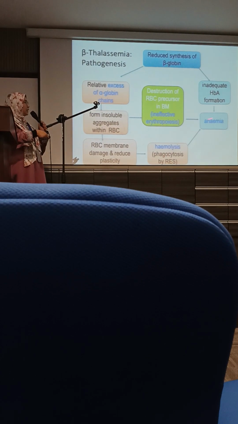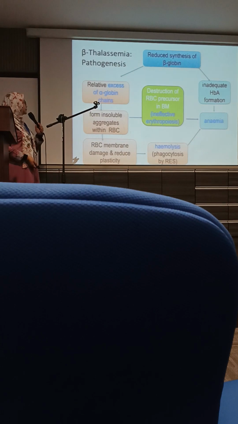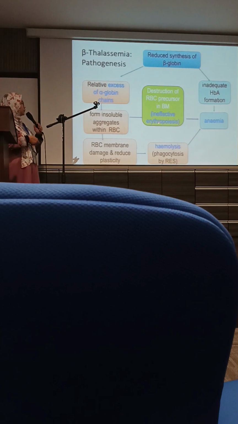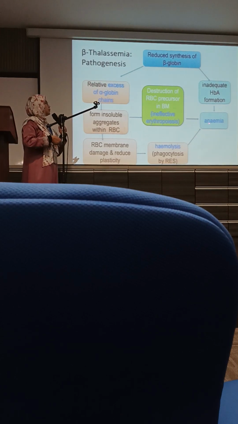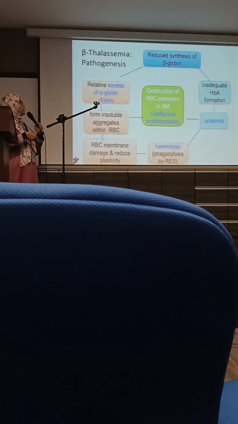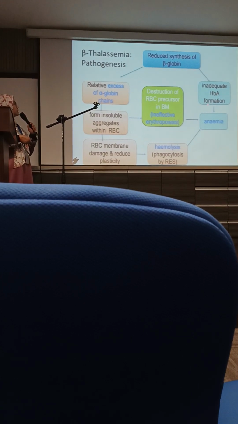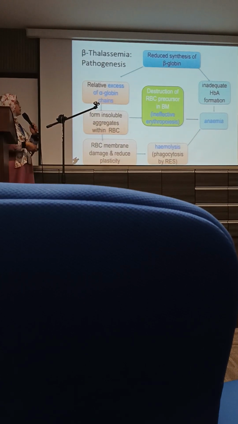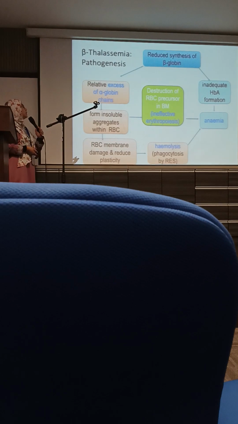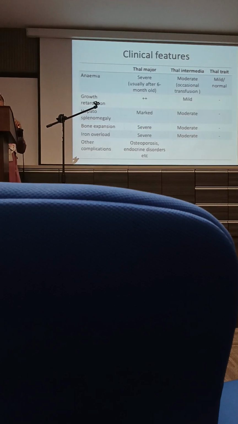Okay, so patient will have anemia. And other than that, they will also have destruction of red cell precursor in the bone marrow or ineffective erythropoiesis, which leads to anemia. And the inadequate hemoglobin A formation will cause anemia. So this is the main problem with thalassemia. Anemia is the main problem.